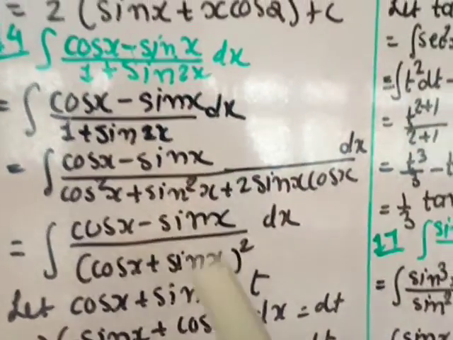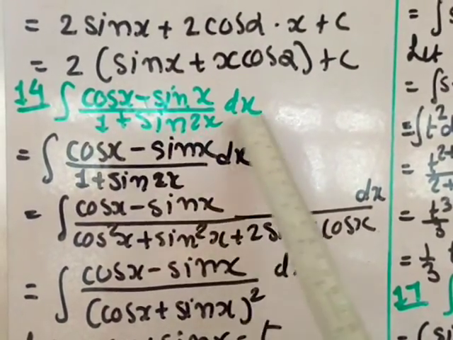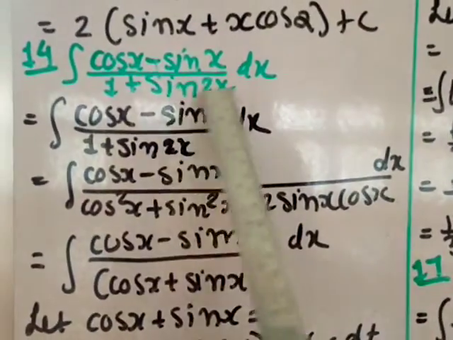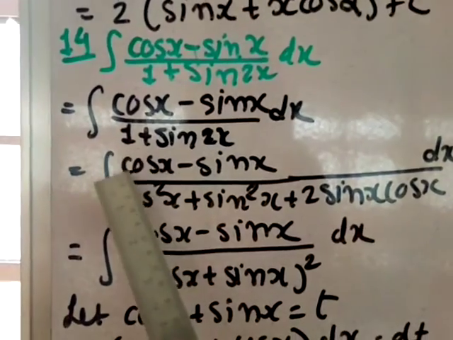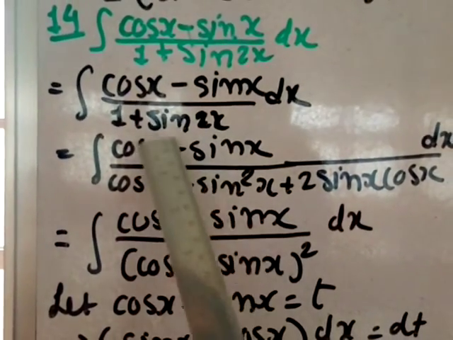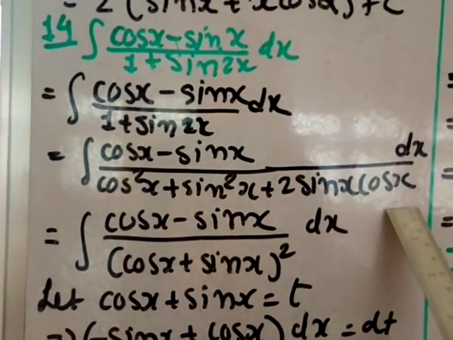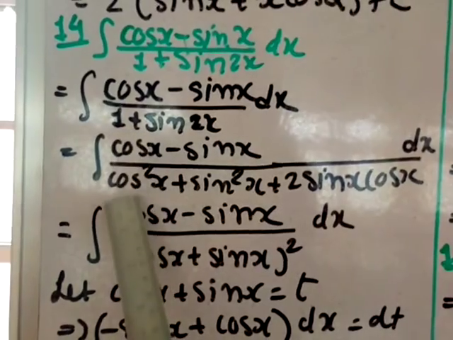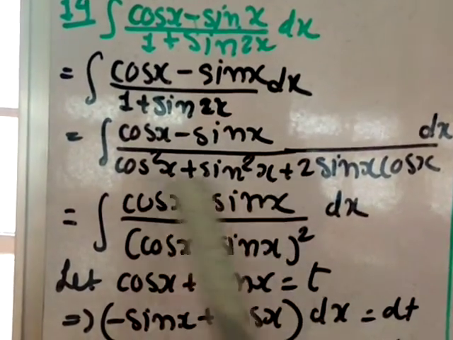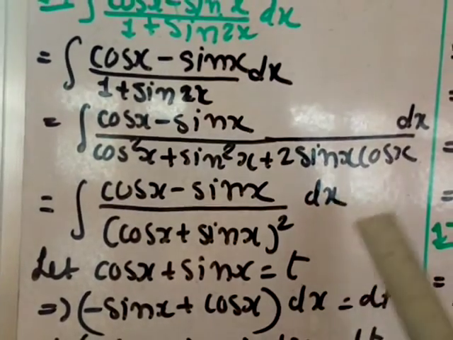Question number 14. Integral of (cos x minus sin x) divided by (1 plus sin 2x) dx. Here I am going to make this denominator a perfect square by using identities. Instead of 1 I will write cos square x plus sin square x, and instead of sin 2x I am going to write 2 sin x cos x. This is like a square plus b square plus twice ab, so this can be written as (a plus b) whole square.